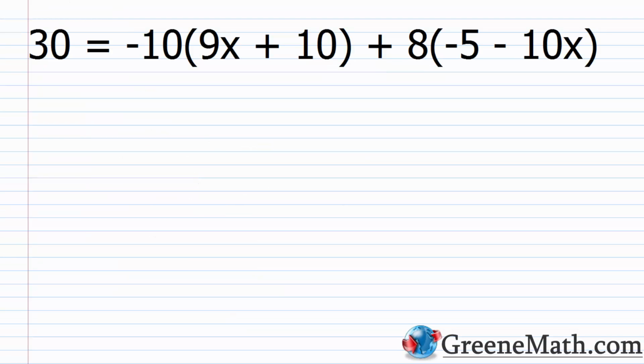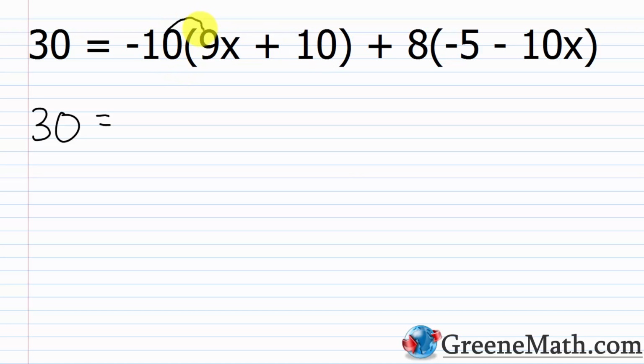We have 30 equals negative 10 times the quantity 9x plus 10 plus 8 times the quantity negative 5 minus 10x. So again, I want to simplify each side separately. So I have 30 on the left. Nothing I can really do with that. On the right, I'm going to use my distributive property.